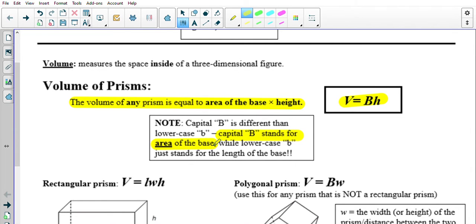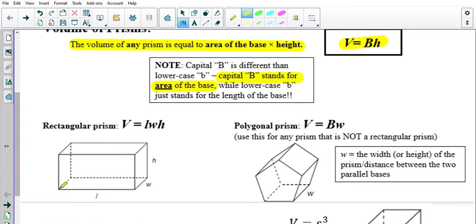Lowercase b is just going to stand for the length of the base of a two-dimensional shape, whereas again, capital B represents the area of the base. So if we're looking at a rectangular prism, the base is a rectangle. In fact, I'll outline the base of this rectangular prism right here. And the area of this rectangle is length times width, and then we multiply it by the height of the prism, which is h. So the volume of any rectangular prism, and this formula is on your formula sheet, is length times width times height.